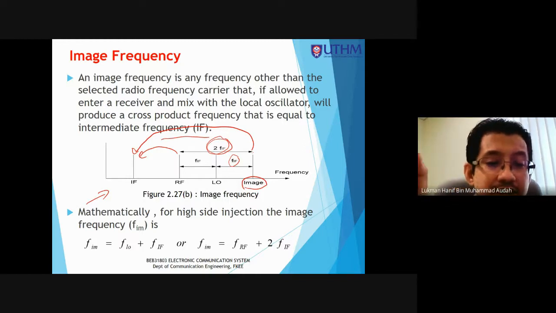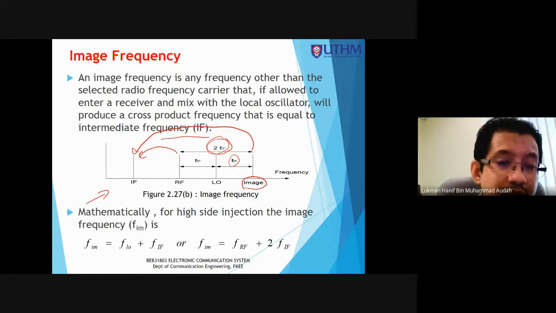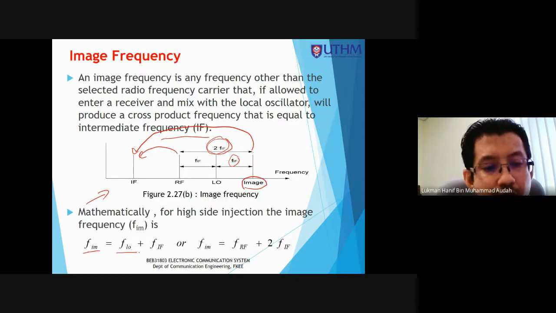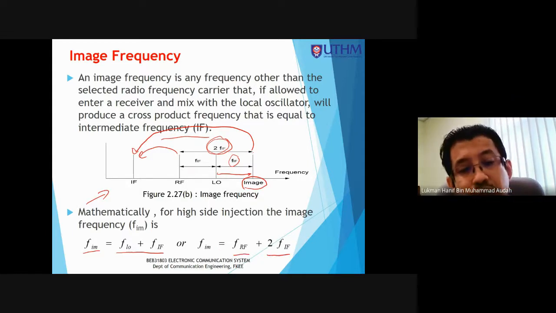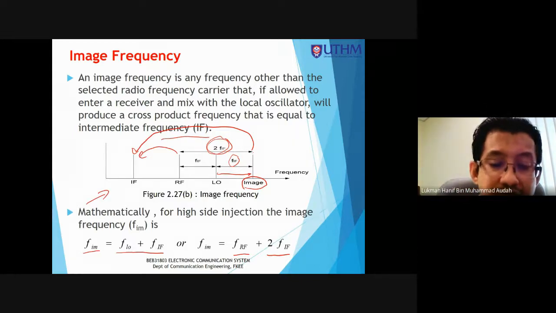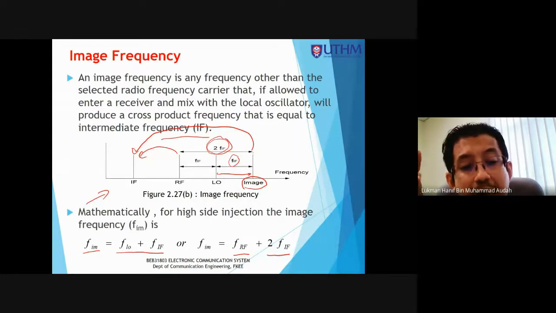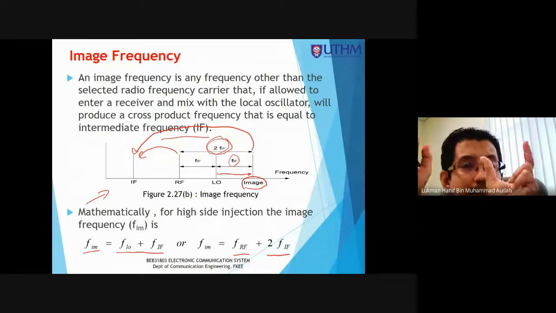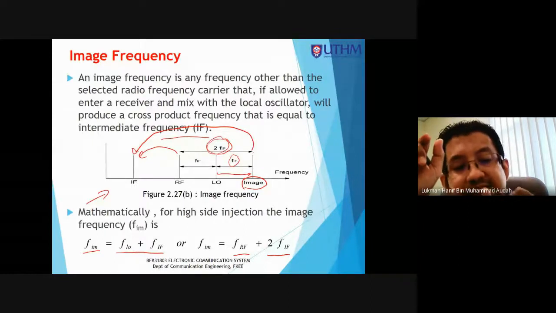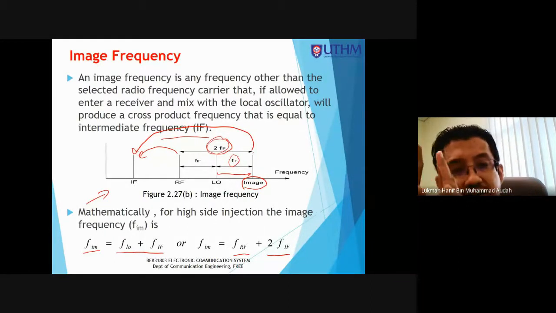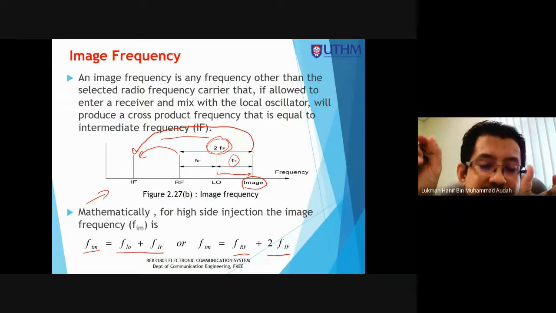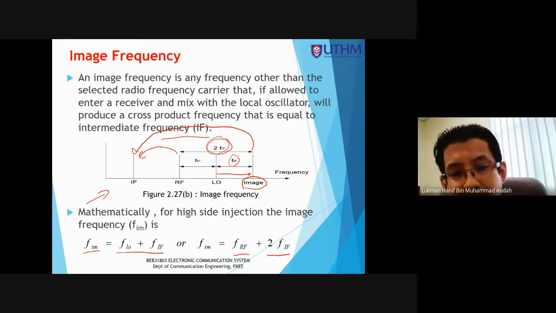Nampak. So therefore, in this case, if we want to find the location of the image, we have two equations over here. F image is equal to FLO plus FIF. Yang ini jarak daripada FLO. Or we can find the image equal to FRF plus 2 FIF. So this is the location of the image frequency. Maknanya, the pre-selector must carefully tune the incoming signal so that the image is not within the selected frequency band. Otherwise, gonna be a big problem.